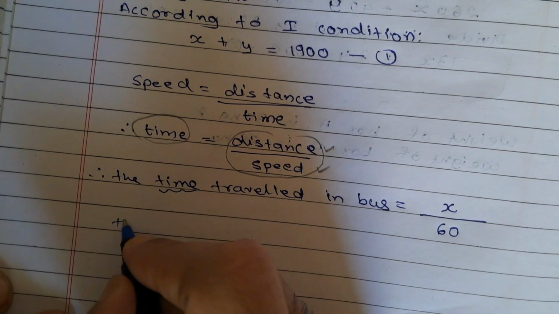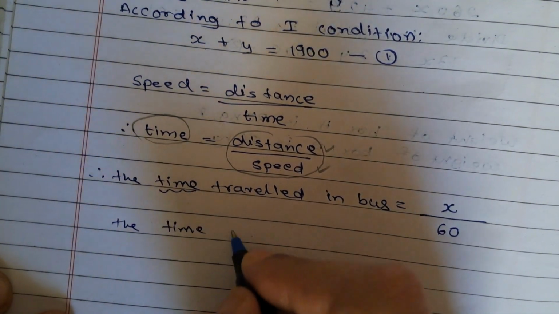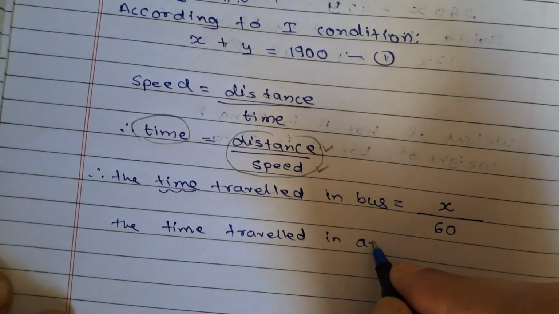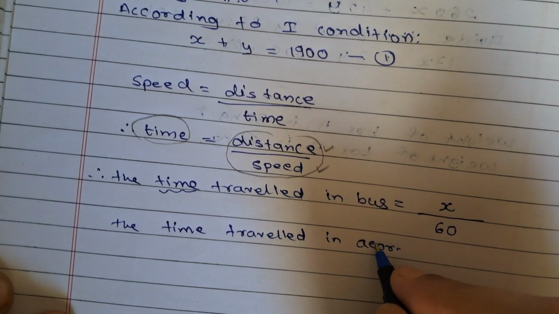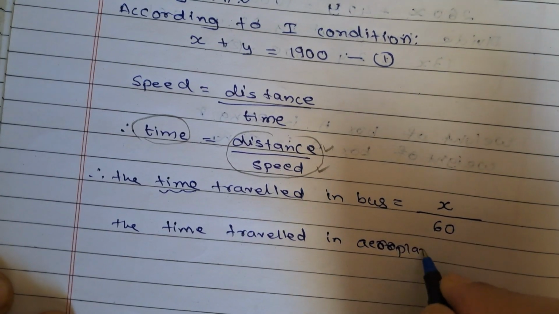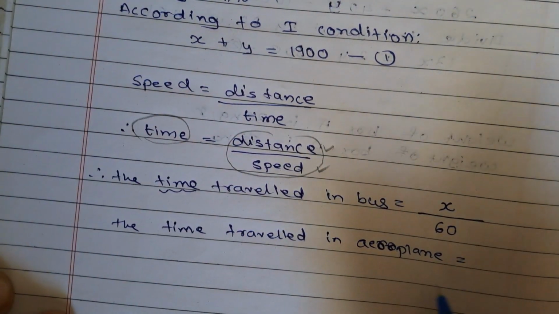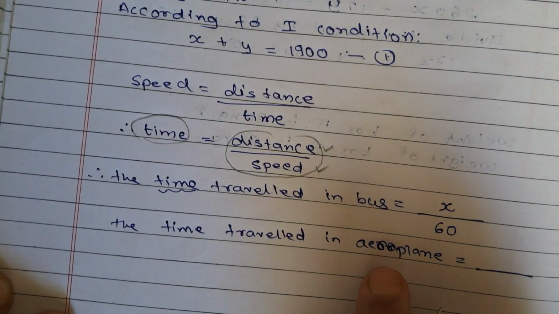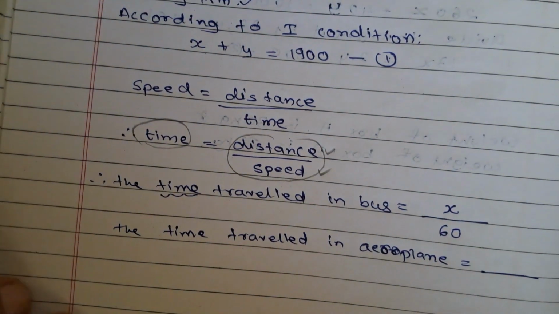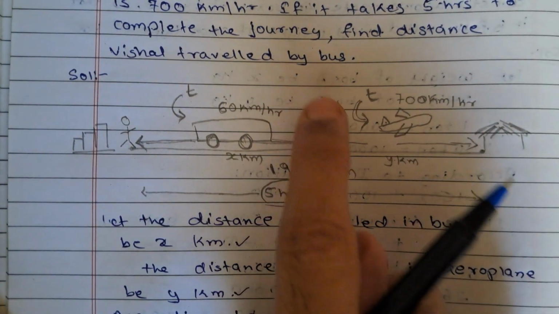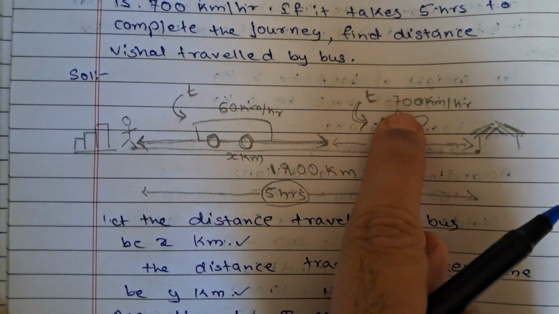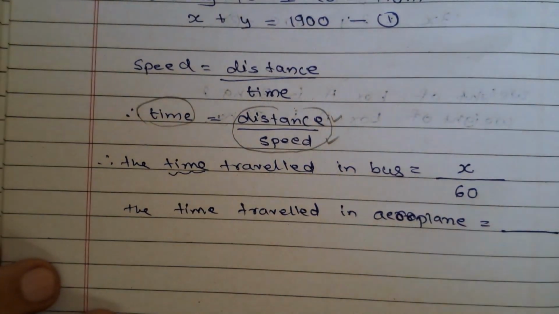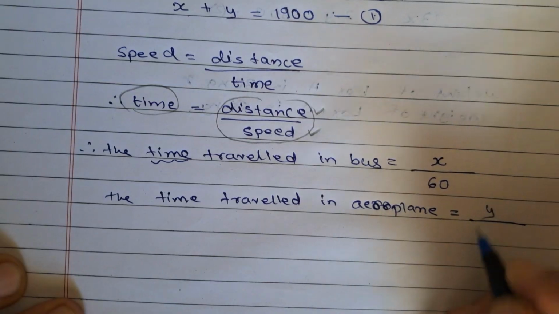Similarly, I will say the time traveled in what? Aeroplane. So let me see the time traveled in aeroplane. The same thing, distance and speed should come over here. So now let me hunt for aeroplane's distance and speed. What is aeroplane's distance? It is y kilometer. And what is the speed? 700 kilometer per hour. So I will just write those two things over here: y and 700.